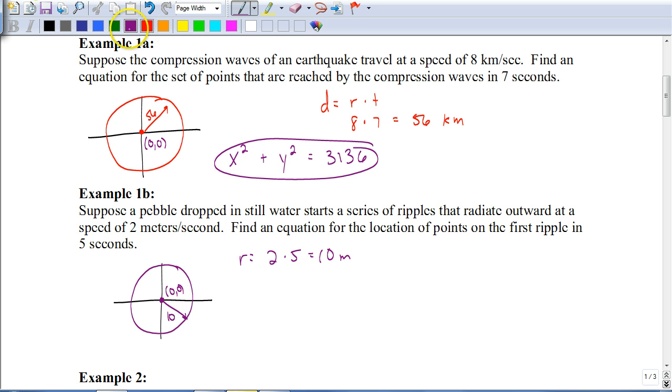So our equation is going to be, well, x minus 0 is x again, so it'll be x squared, plus y minus 0 would just be y again, so it'll be y squared, equals your radius squared, and 10 squared is 100. So this would be your answer.